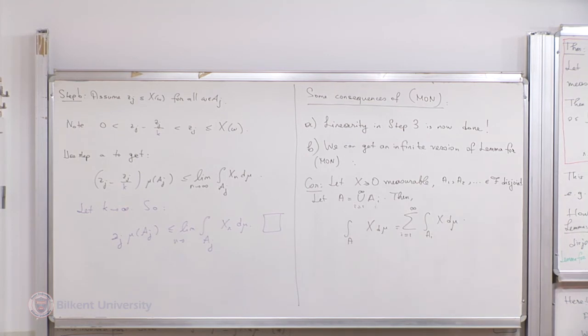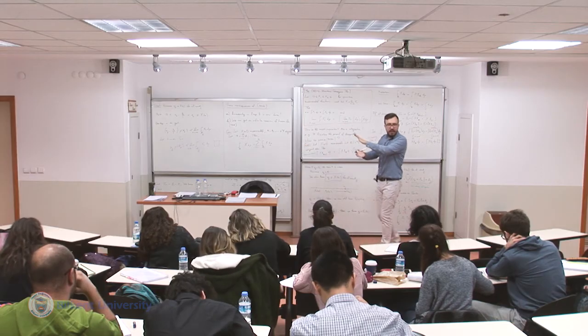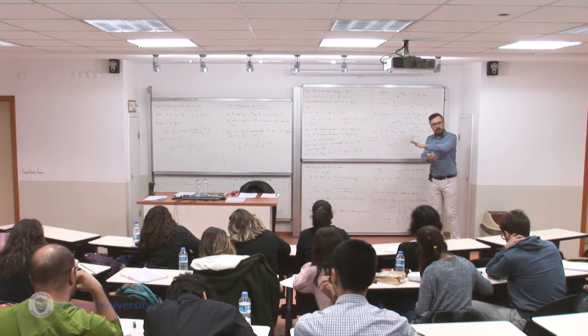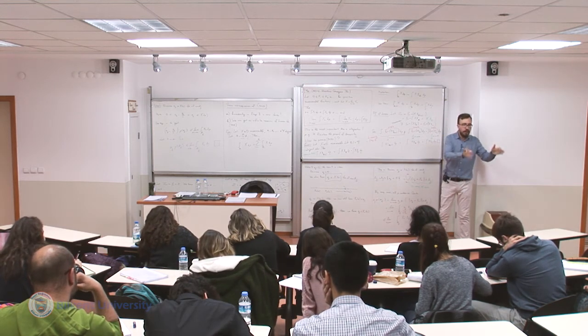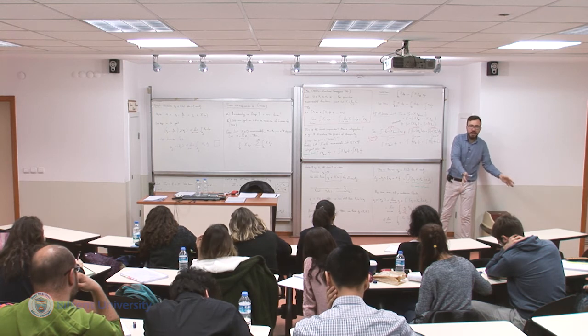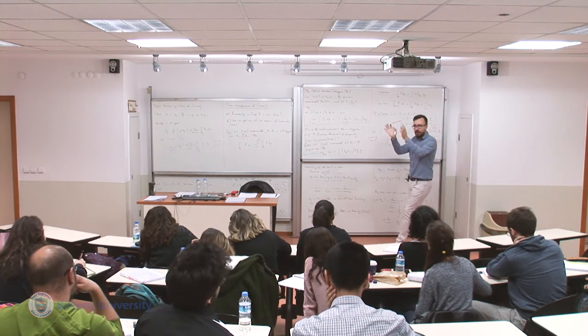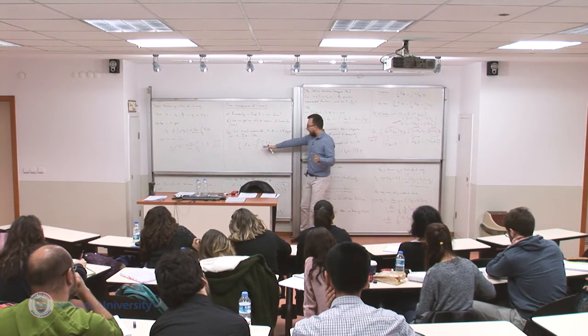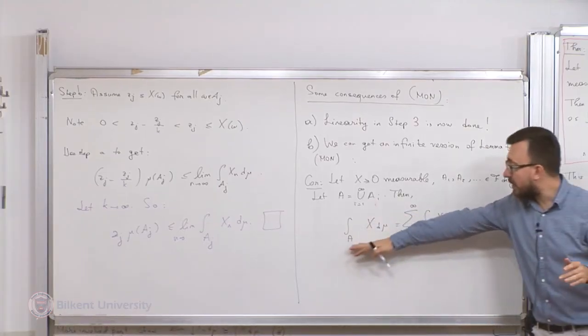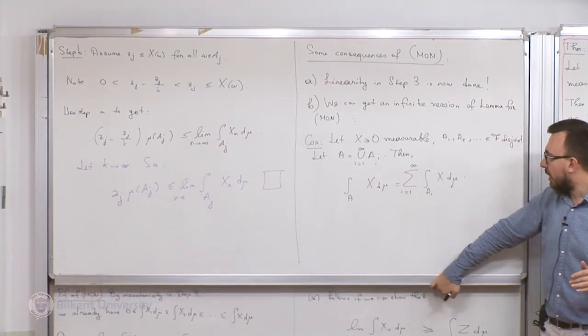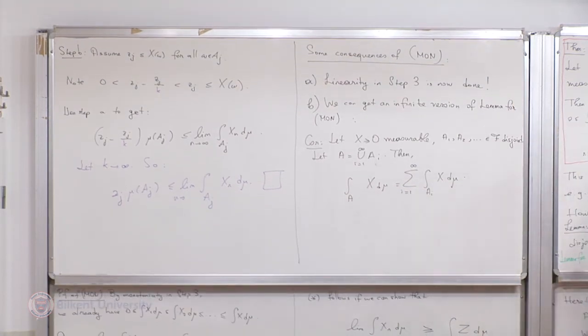Okay? That's a nice result, right? So you have A1, A2, A3, separate regions. You want to integrate x over the union of all Ai's. What you do is to integrate x on A1, x on A2, x on A3, and get an infinite sum. The sum of all those integrals gives you the integral of x on the union A. And we will just prove it using the monotone convergence theorem.